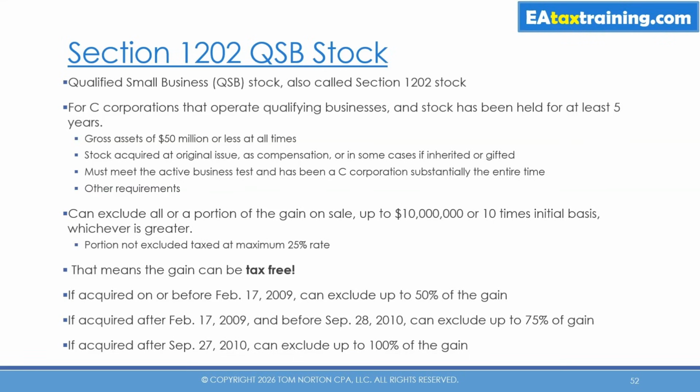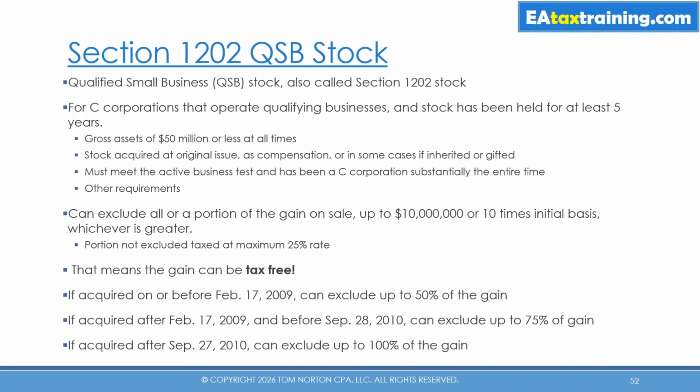No tax whatsoever. If you have greater than that $10 million or 10 times initial basis in gain, then that excess gain is one of those asterisk items on the capital gains chart, Section 1202 gain, in excess of the amount that is excluded. It is a capital gain. However, it is taxed at the taxpayer's normal tax rates up to a maximum of 25%.